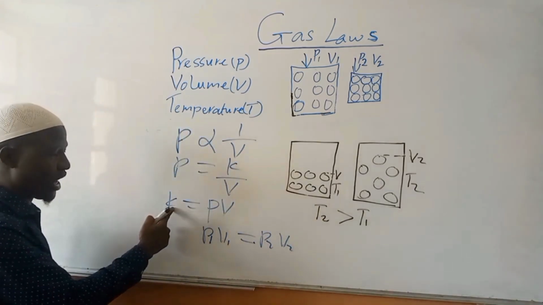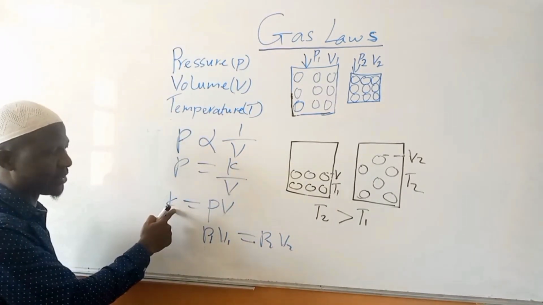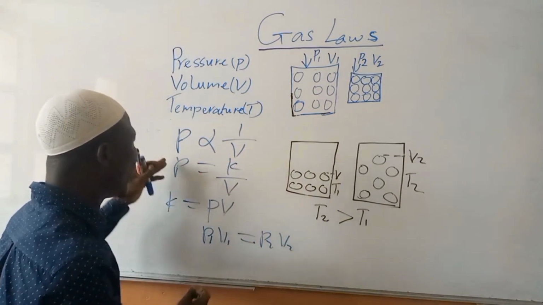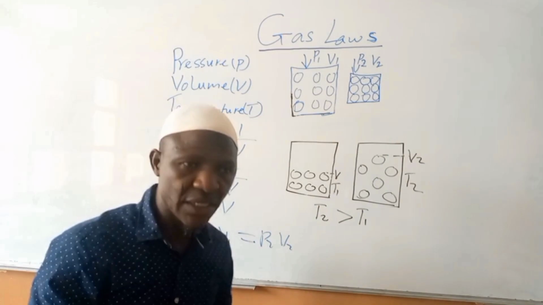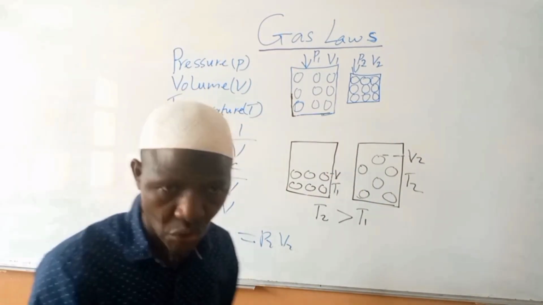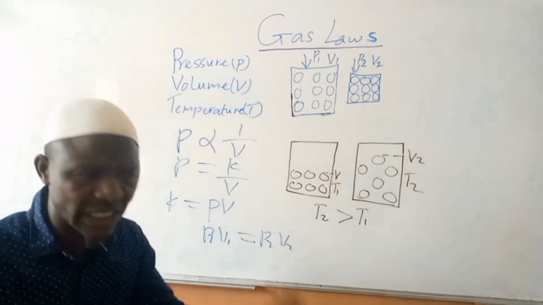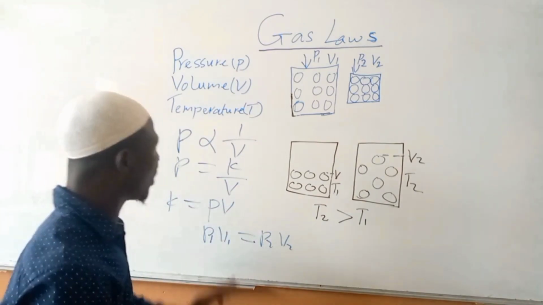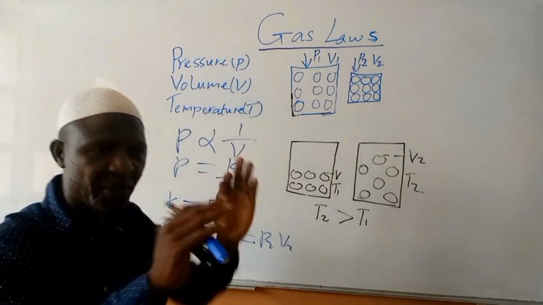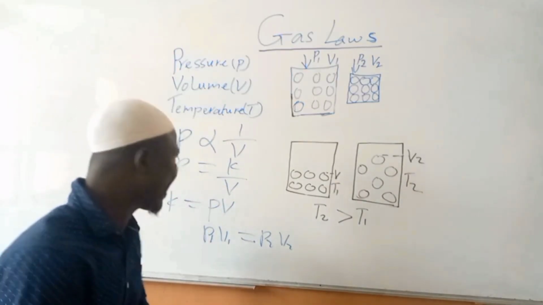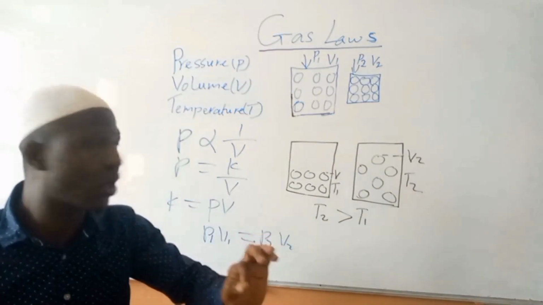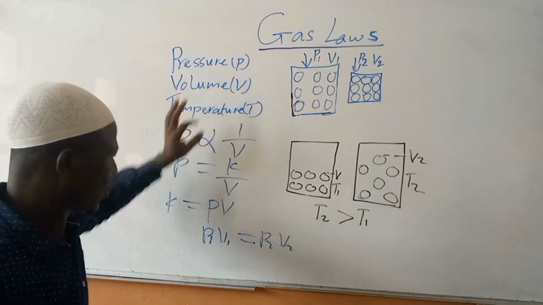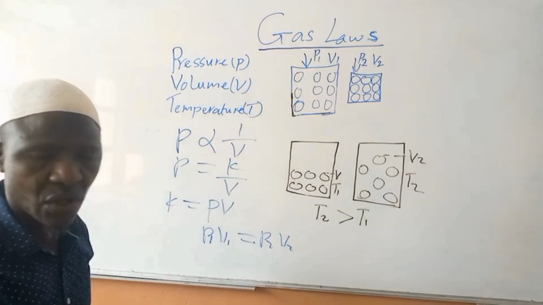Once this one is standing as a constant, and you relate pressure and volume together, that gives Boyle's law. So if you are asked to state Boyle's law, it is very simple. You just say the pressure of a fixed mass of gas varies inversely with volume, where temperature remains constant. So under this one we keep our temperature constant.